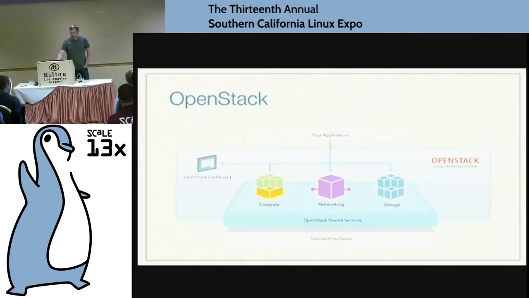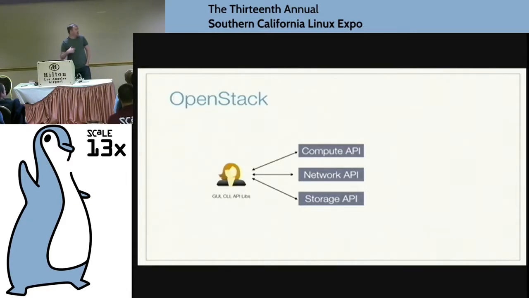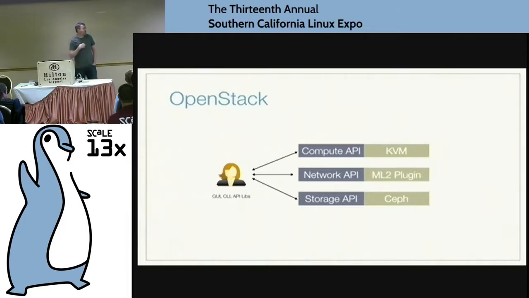I also like to look at OpenStack a little bit differently, which is you have an end user who's using a compute API, a networking API, and a storage API. These APIs are agnostic to the actual technologies that are behind them. So really, the compute API could be backed by KVM, networking by an ML2 plugin, or say storage with Ceph. But the end user doesn't know what's going on behind the scenes. They're just getting cloud services that they're accessing either via the OpenStack dashboard, the CLI, or the APIs.